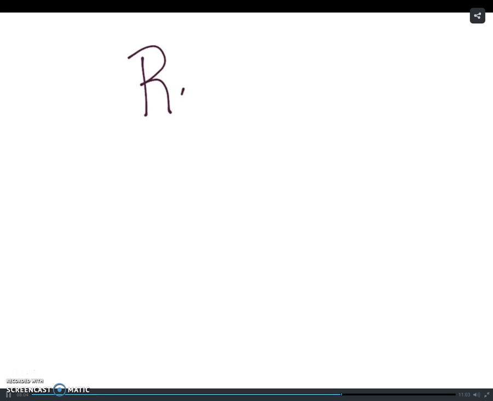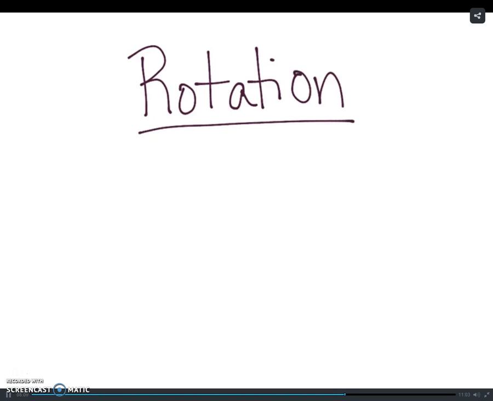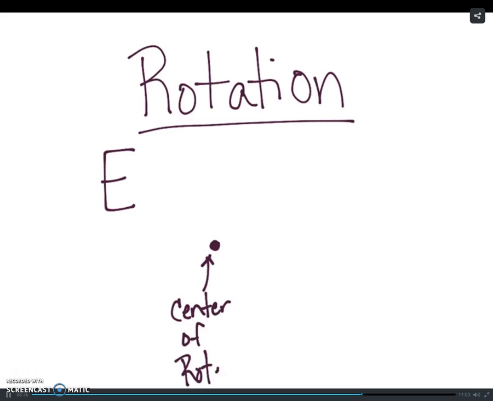Our final transformation is a rotation. And I don't have another name for this one. I'm pretty sure that they just always call it a rotation. And so this is going to be like you attached a figure to the end of a spinner on a game, and you watched it move around, and so it was rotated. And so for a rotation, you're always going to have a center of rotation. This is my center of rotation. And this is the point around which it's moving.